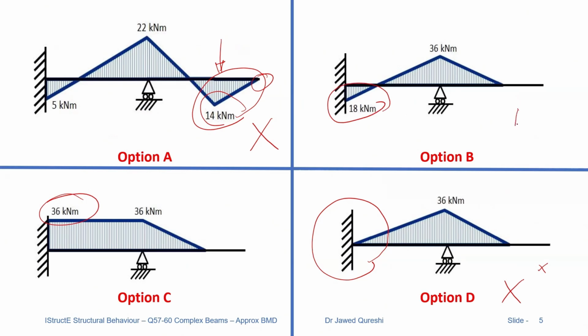This means that the correct option is option B, but we will not always have this luxury of having options, so we should know how to approximately analyze this structure using simple mathematics or using rules of thumb. Let's now go ahead and solve this structure and we will see if we're getting this answer or not.